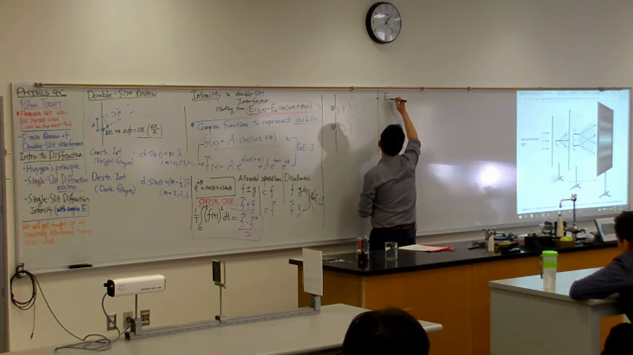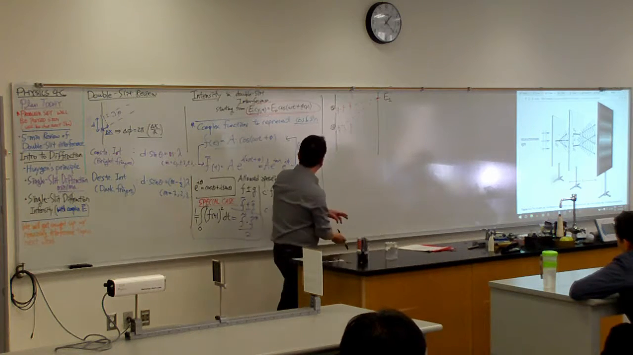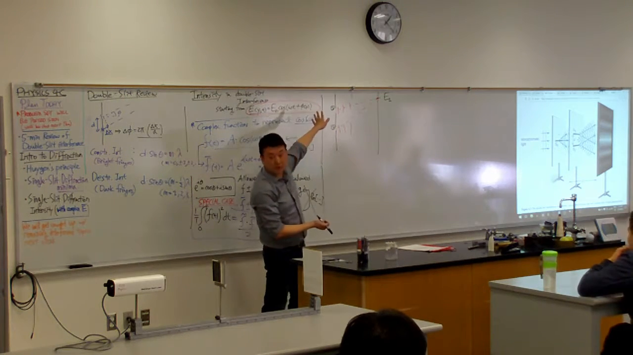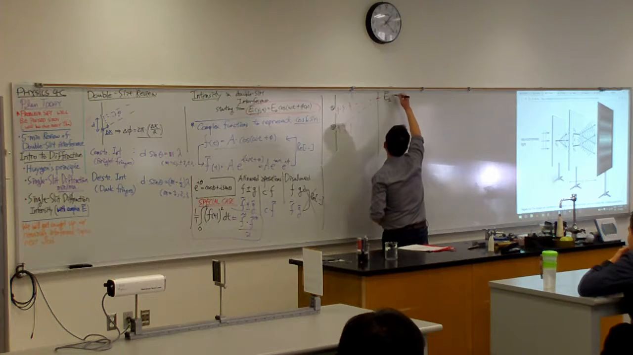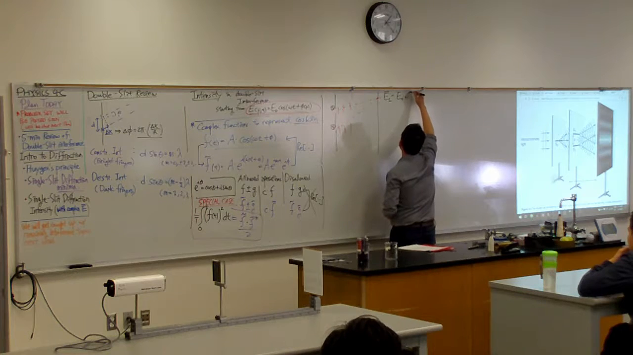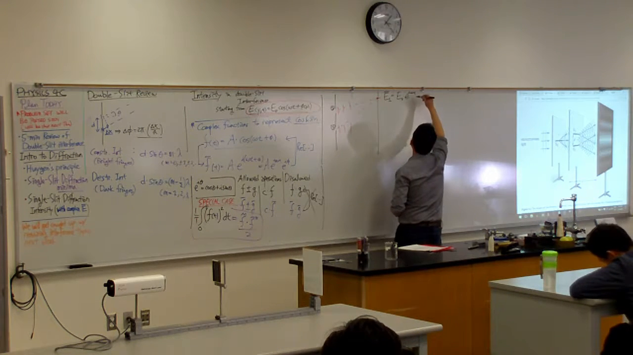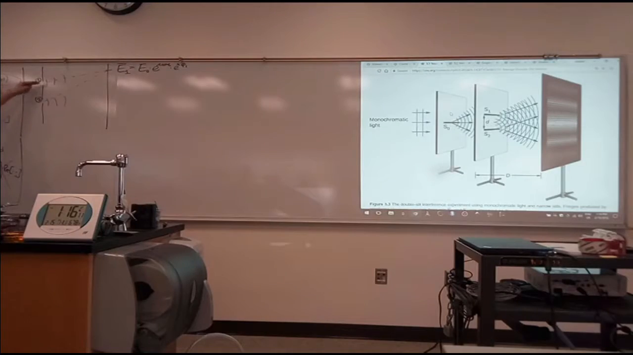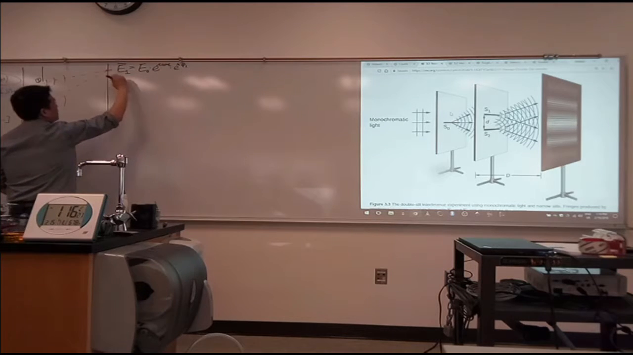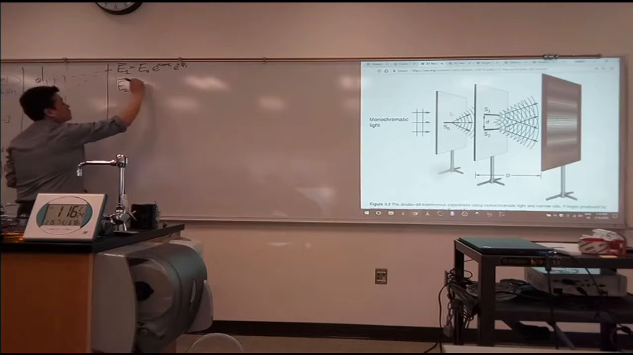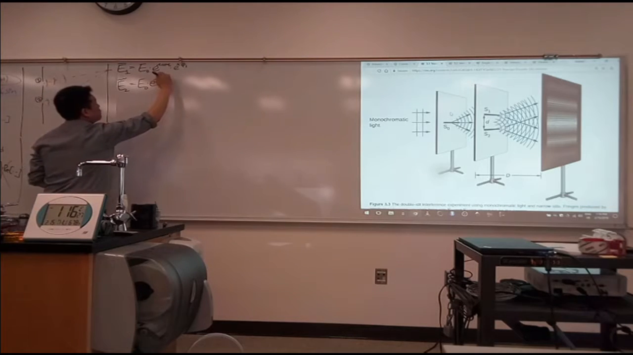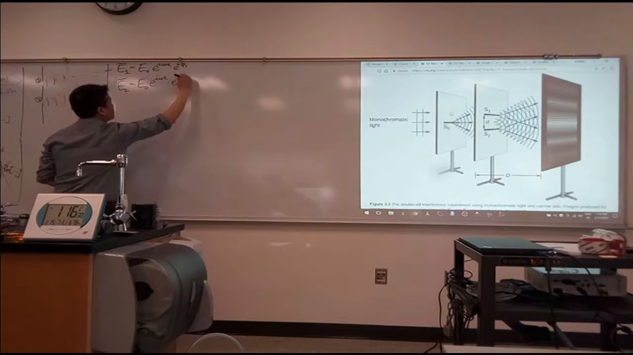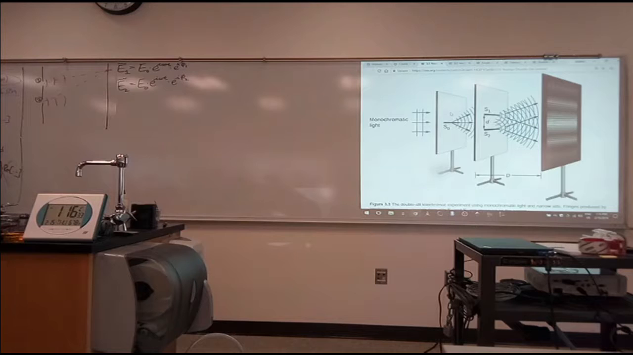So the electric field due to slit 1. Before I would have written this one way, now I'm going to use the complex representation. The complex representation is E naught times e to the i omega t times e to the i phi 1. That's the phase shift, the phase of the light coming from slit 1. And last time we just left it there because the actual expression for the phase is a little bit complicated. Same thing for the second one. The electric field from slit number 2 is E naught times e to the i omega t times e to the i phi 2.